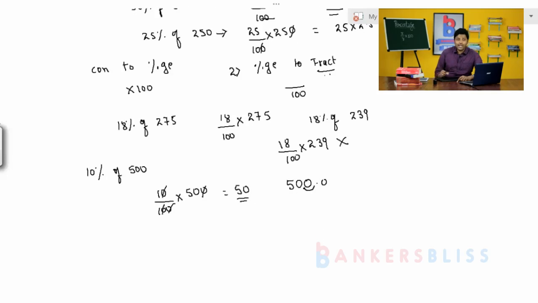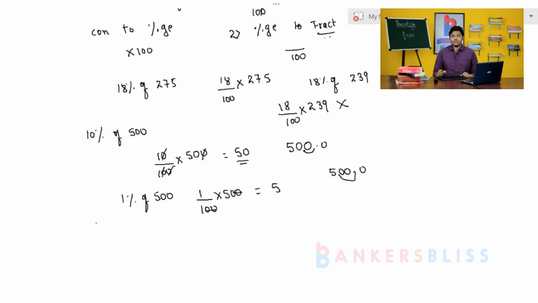Now you have to calculate 1%. 1% of 500 means what? 1 divided by 100 into 500 you have to solve. You are going to end up with 5 because two zeros get cancelled. The 500 was the original value, and for 1% you are shifting 2 points.